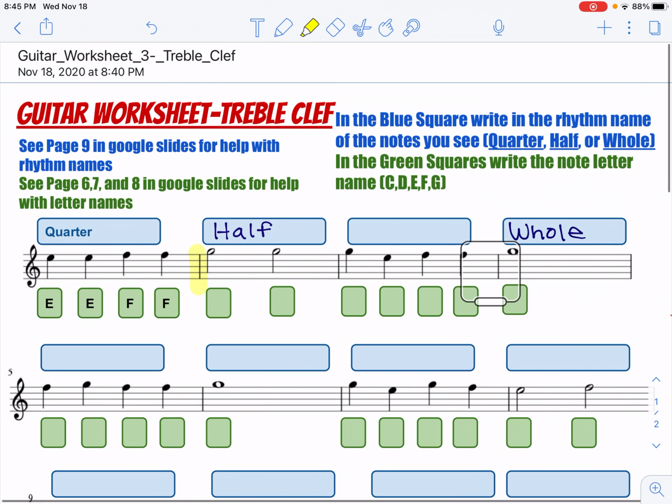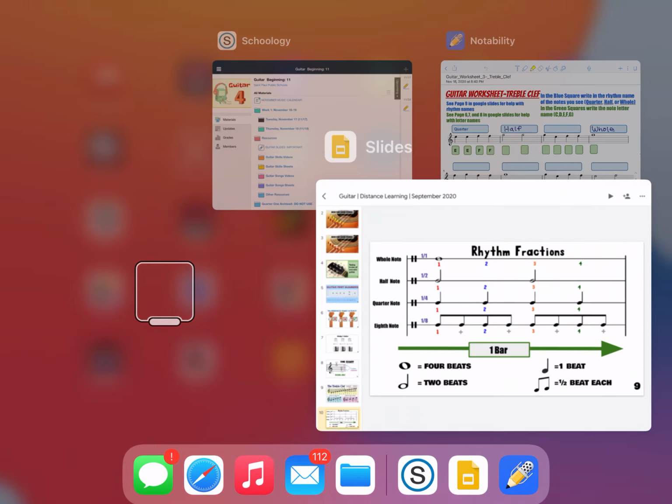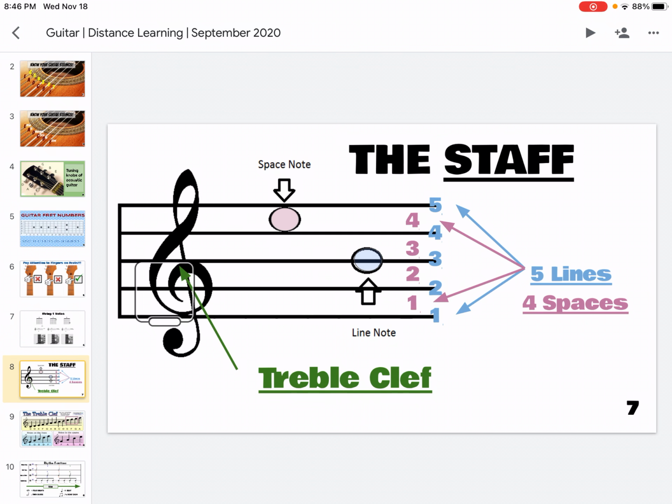So, the next thing it asks you to do is in the green squares, write the note letter. For the note letter, we're talking about the alphabet. It says, see page 6, 7, and 8 in Google Slides for letter names. So I'm going to go back to my Google Slides, and I'm going to look at pages 6, 7, and 8. Well, I see on page 6, 7, and 8 that we're dealing here with lines and spaces, right? I'm looking at whether notes are on lines or spaces and what line or space they are on.